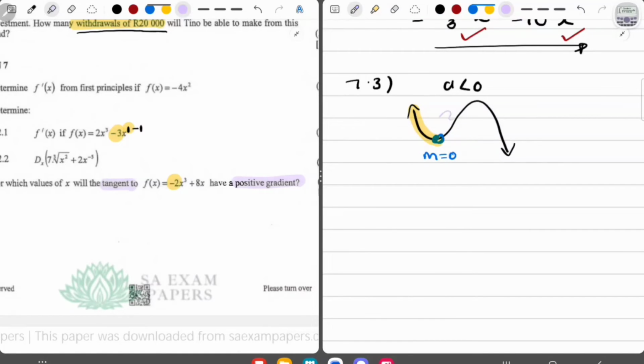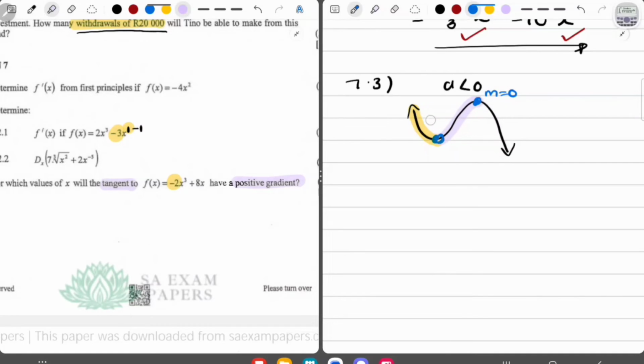Then what happens at this point over here? Let me highlight that in purple. What happens here? The graph starts to increase. So what does that tell you about the gradient? The gradient at this point is positive. And then of course at the next turning point again, the gradient stands still, is stationary, and then there it decreases. So this is the place that we're looking for.